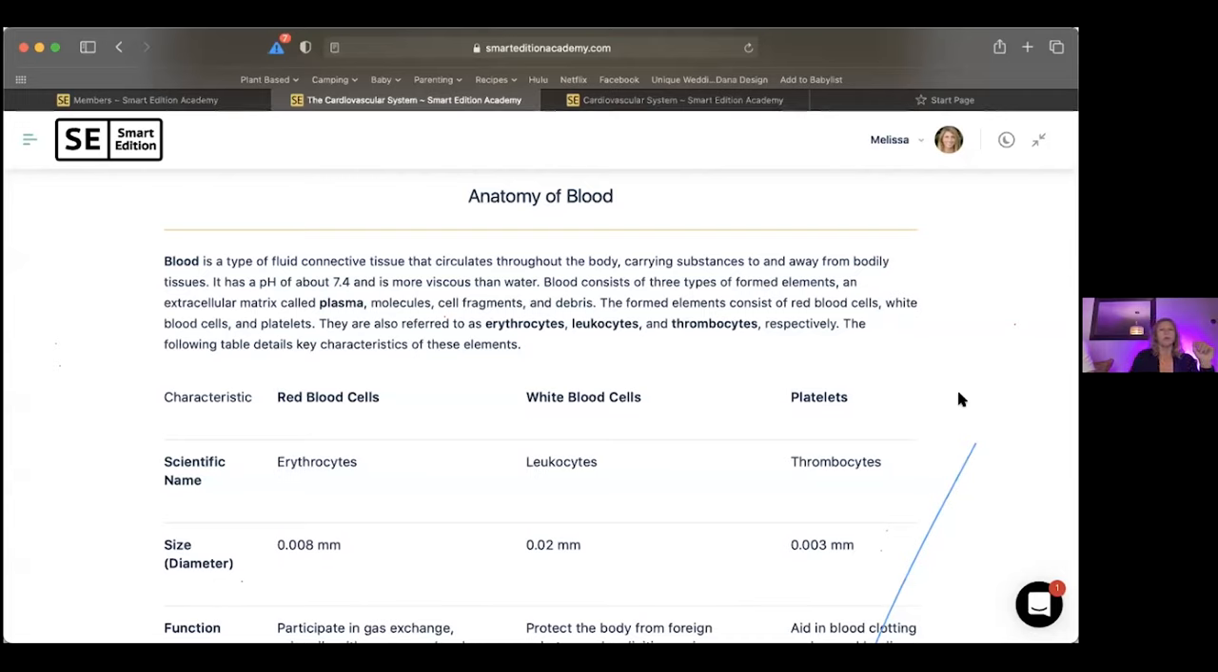So blood, you know what blood is, everyone has it. It's the red stuff that oozes out when you have a cut. The average person has about 5 liters of blood.